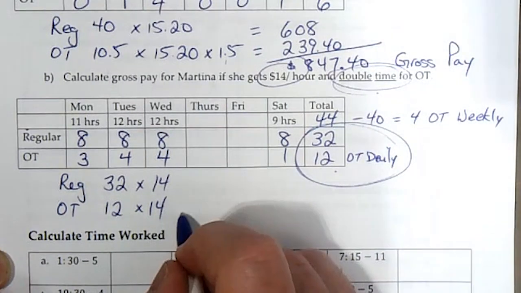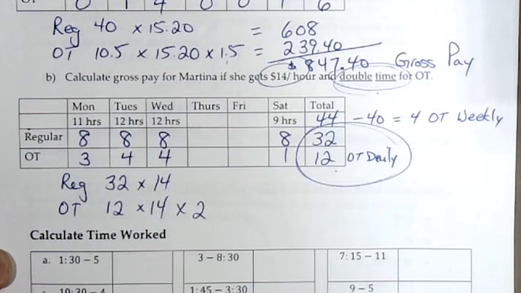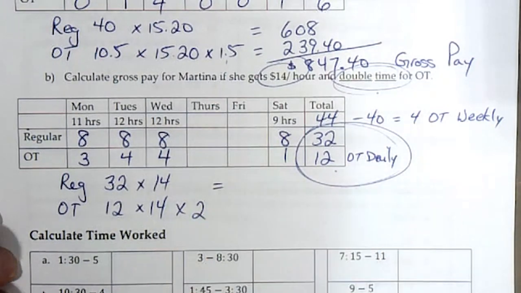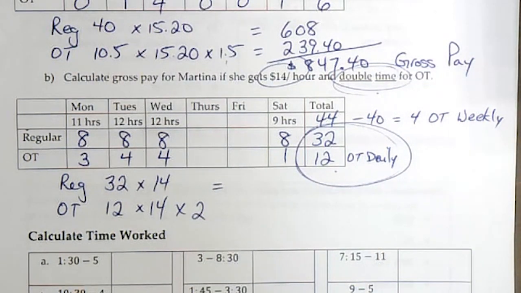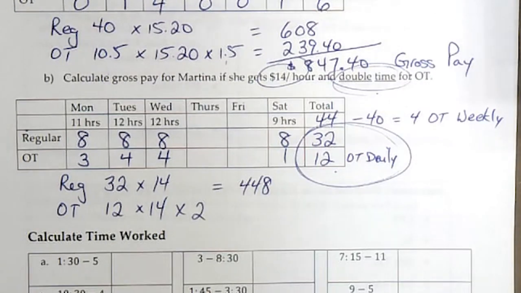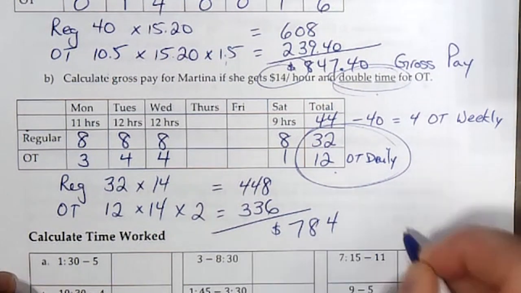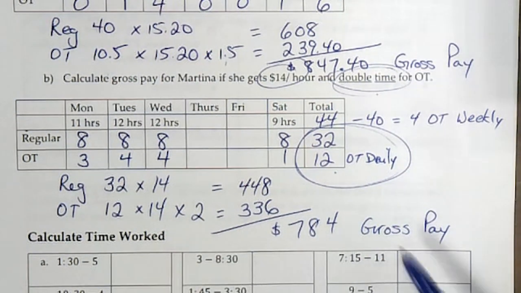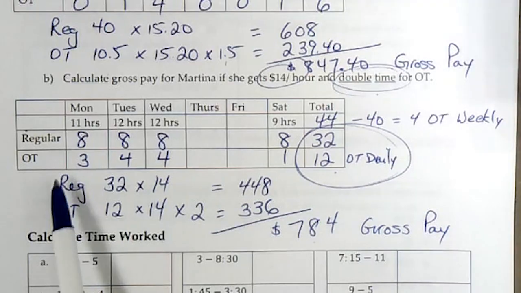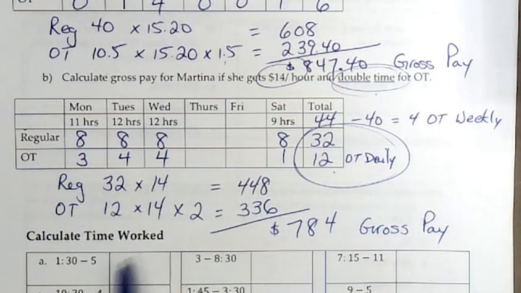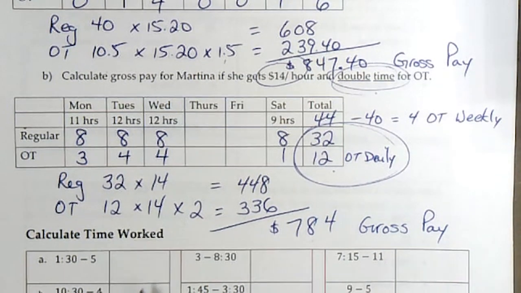This one's a little different. It's double time for OT. Double time is times 2. So in the end, we split them up, we multiply, and we get 784 total.